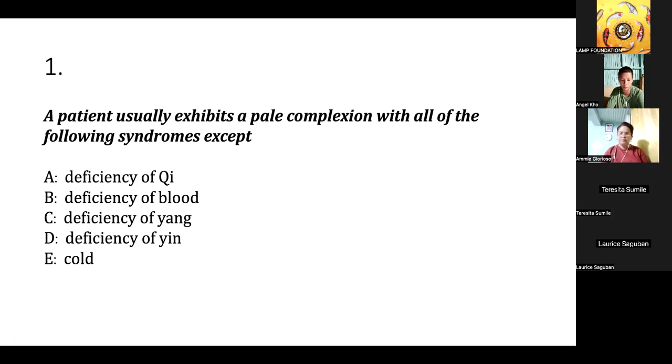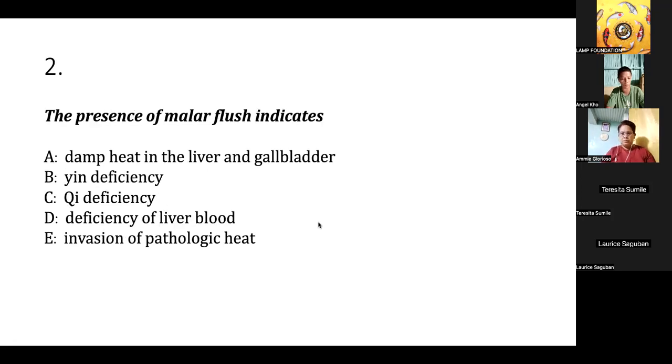No questions from the attendees? Okay. So deficiency of Qi, blood, Yang, and also cold will give you a pale complexion, except for deficiency of Yin. Kasi pag kulang na po tayo sa Yin, maubos yung fluids, you will injure the fluids, and there will be dryness, and that can translate to heat. Yung pinaka-classic sign of Yin deficiency is when you have malar flush. Hindi buong mukha ang pula. It's only on the cheek area. Okay? Let's go to number 2.